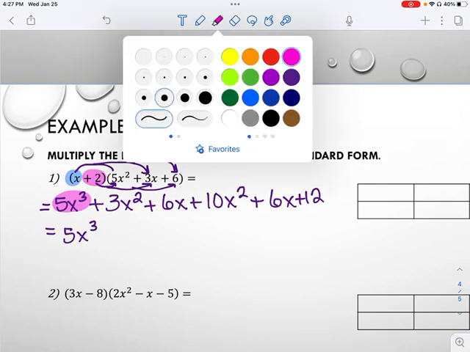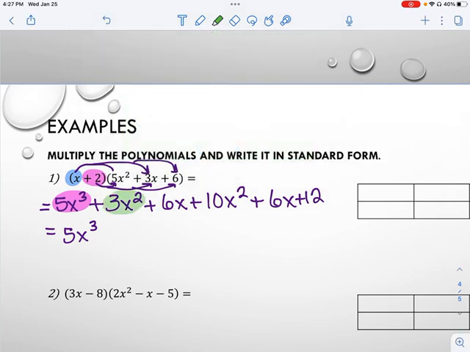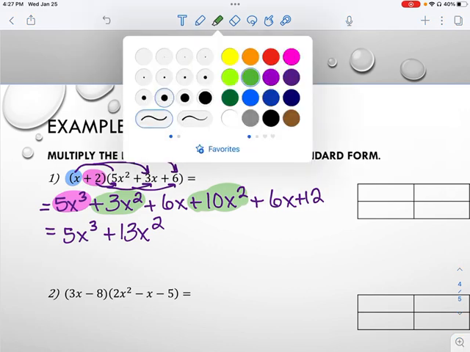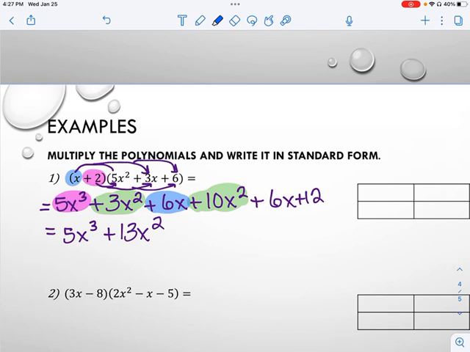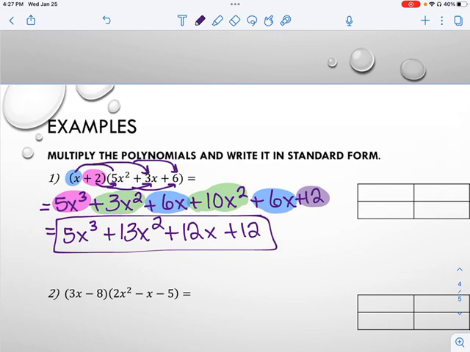Then I look, do I have any other like terms? I have 3x squared and a positive 10x squared. So 3x squared plus 10x squared gives me 13x squared. Then my next one, I look for my x's. I have 6x and 6x, and that's going to get me 12x. And then you'll notice down here on the very end, I have this plus 12, nothing alike to it, and I put that on the end, and there is my answer.